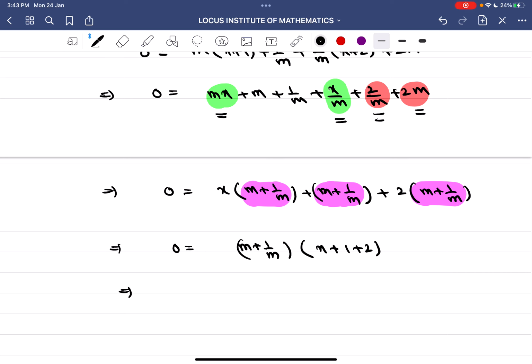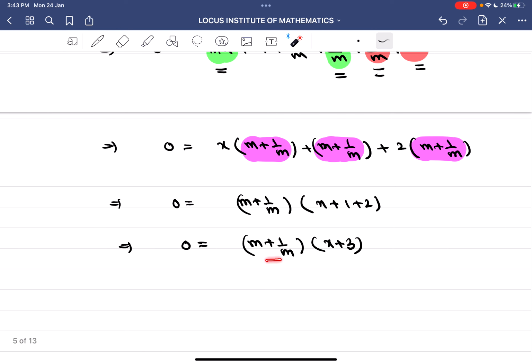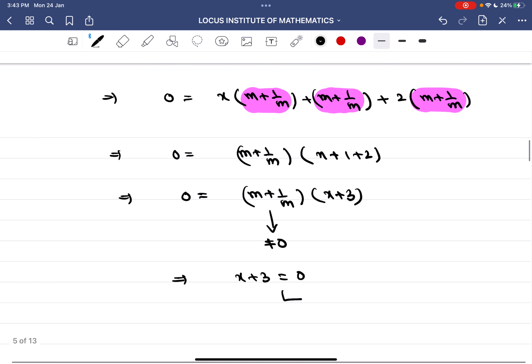This implies 0 = (m + 1/m)(x + 3). Here the product of these two numbers is 0. So m + 1/m can never be 0. So this is not equal to 0. That implies the only possibility is x + 3 = 0. So this is the required locus.